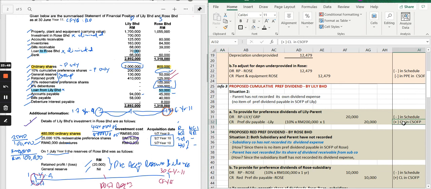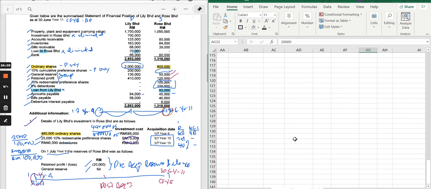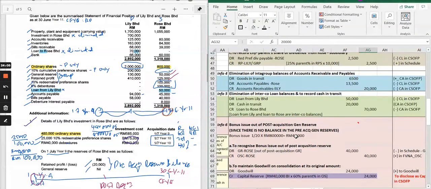You'll be doing that. Go and deduct later. And the preference dividend payable here is the one that will be reported in the current liability in your consolidated statement of financial position, this item here. So this one will be reported here in your consolidated statement of financial position. We'll be doing it later.